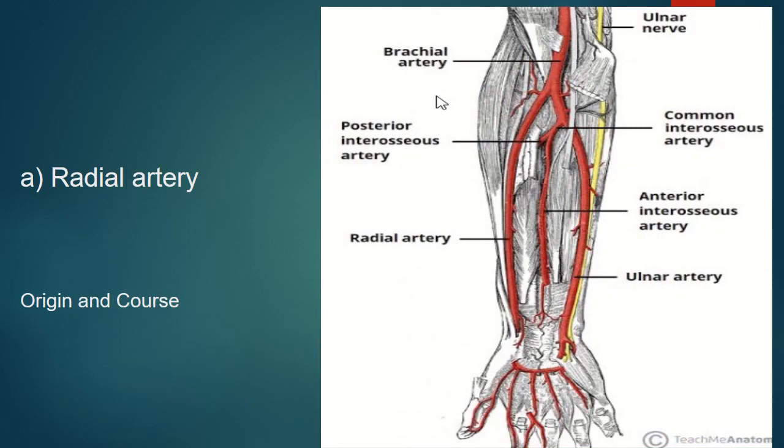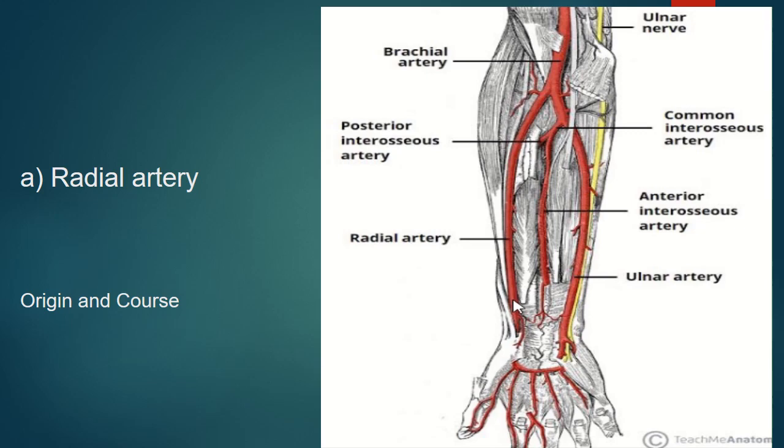We'll talk about the radial artery first of all. Here is the brachial artery, and this is the bifurcation of brachial artery in the lower part of cubital fossa. This one is the radial artery. The radial artery is the smaller terminal branch of brachial artery. It runs downwards in the forearm with a lateral convexity, as you can see here.